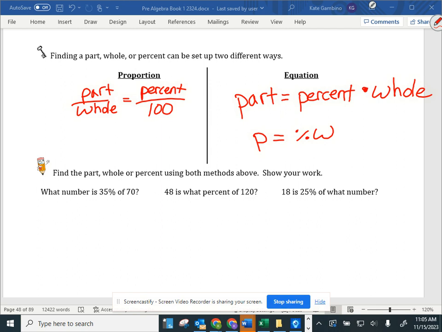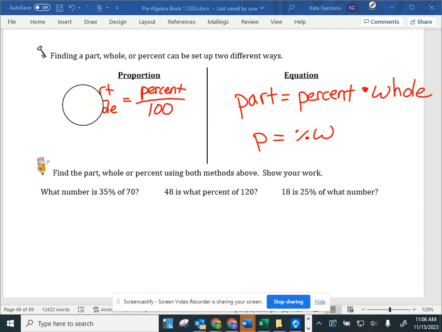You need to know this. We will use this a lot in math. Okay. So find the part, whole, or percent using the methods above. Show your work.